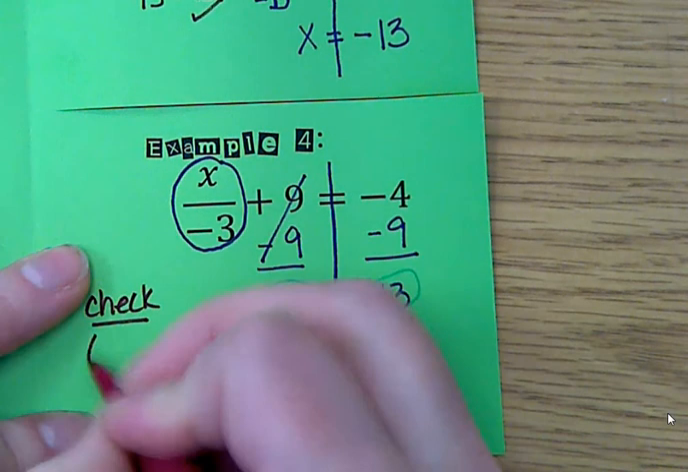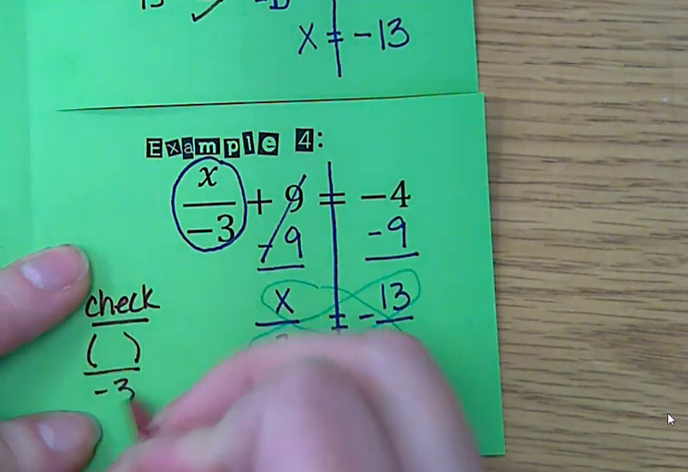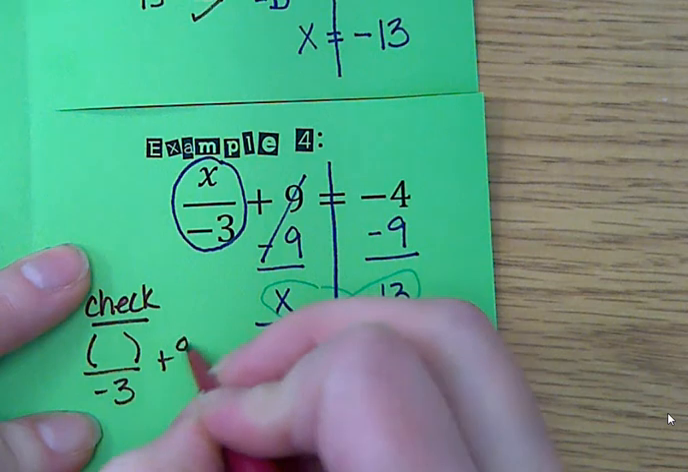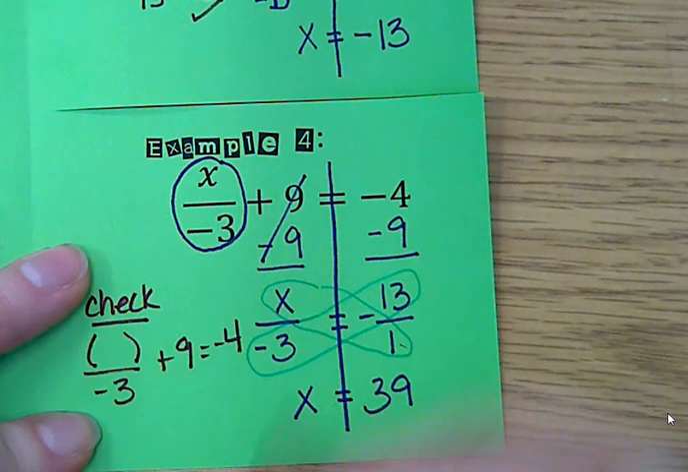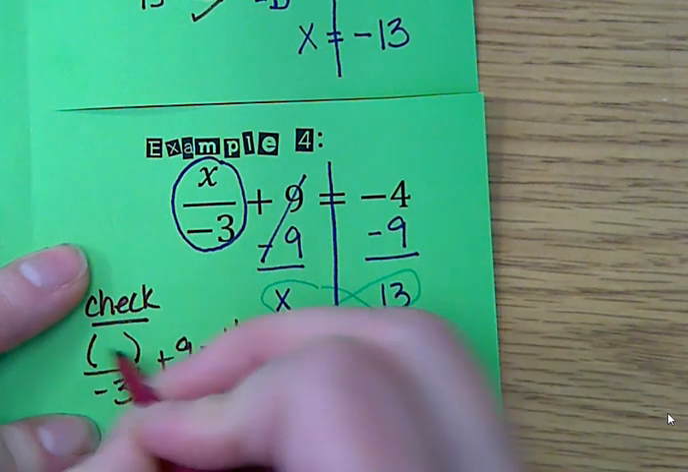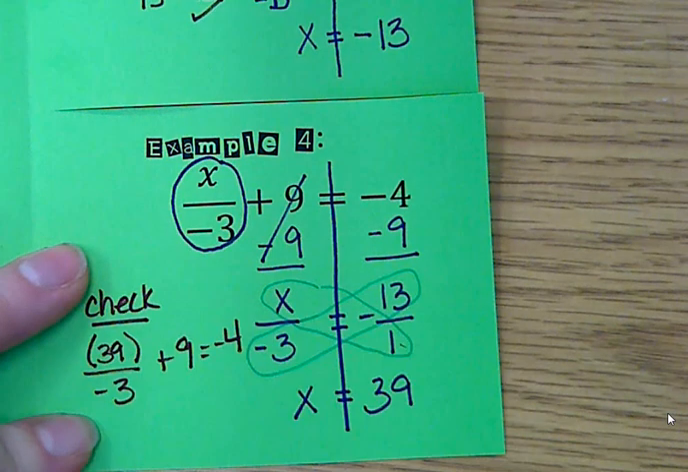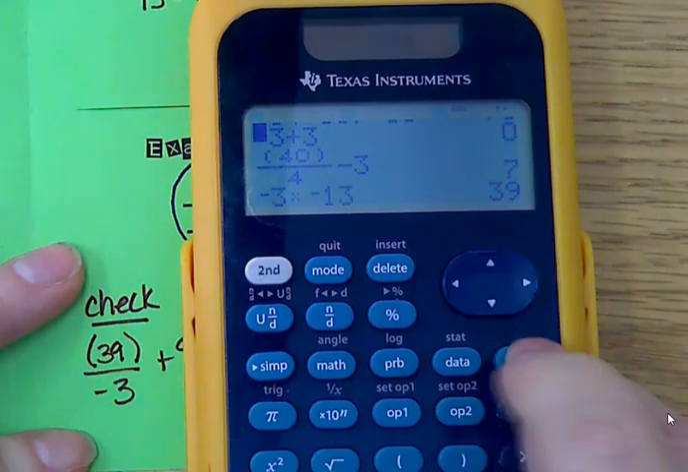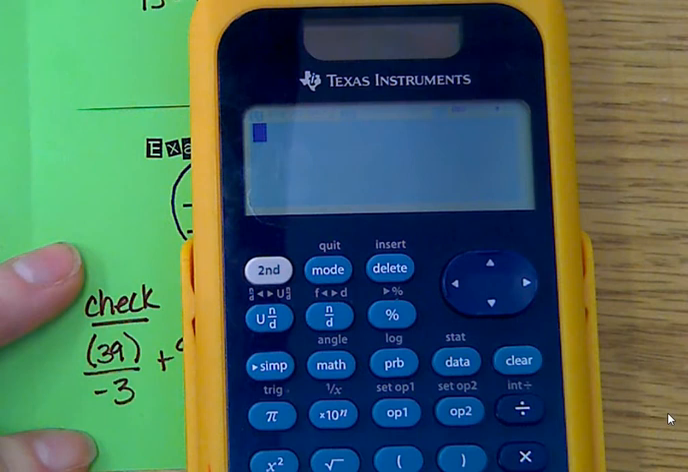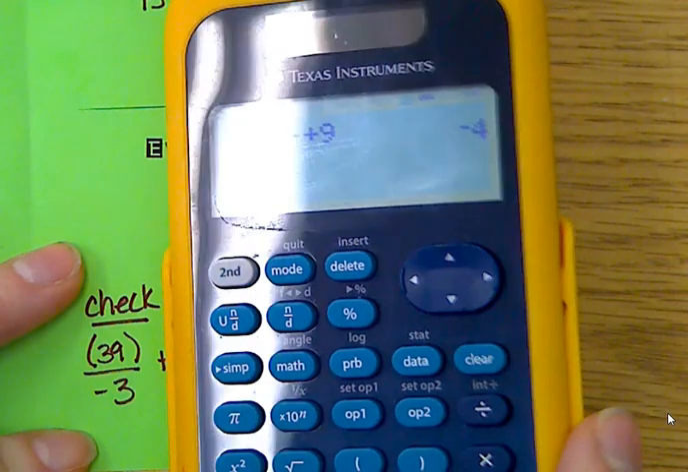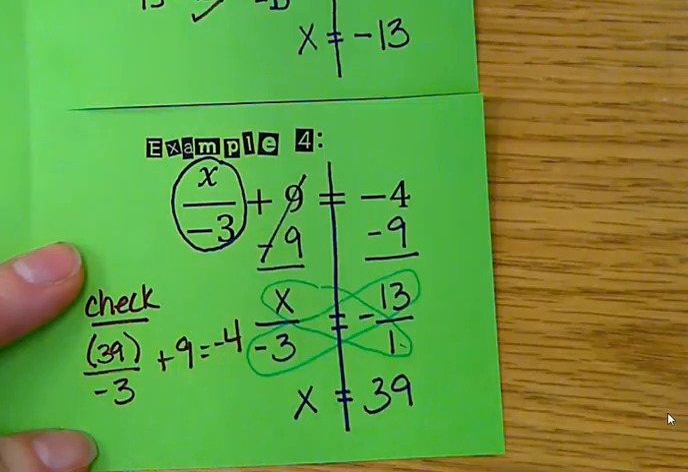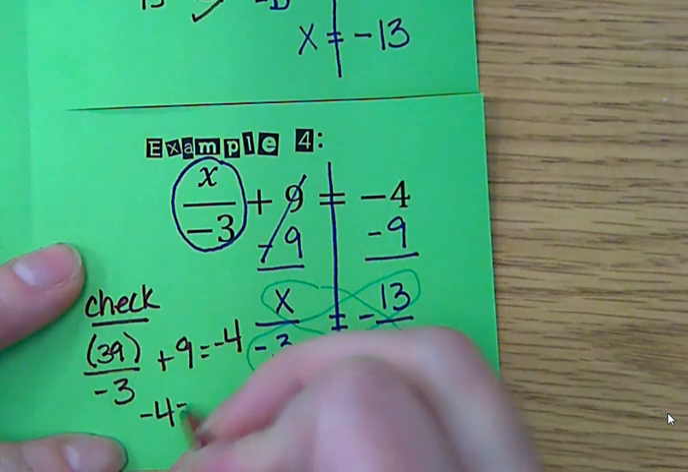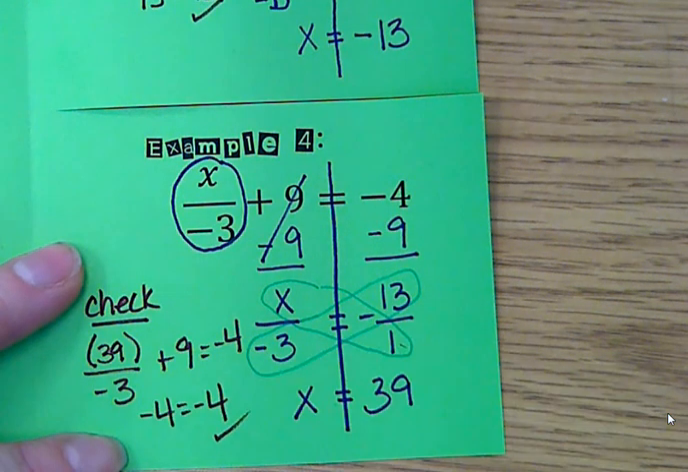Whatever I got for x, if I divide that by a negative 3 and then add 9, I should wind up with a negative 4. And I think x is 39. And let's type this in the calculator. So, 39 over negative 3, step off of that, plus 9, and that gave me a negative 4. Is that what I wanted? Yes. So I know that I got it right.